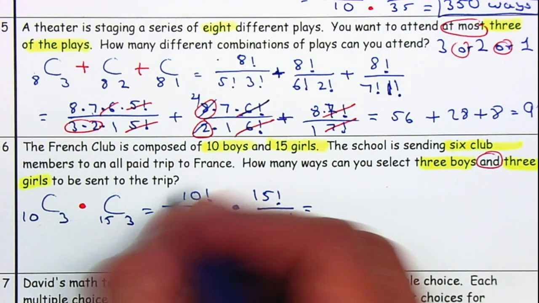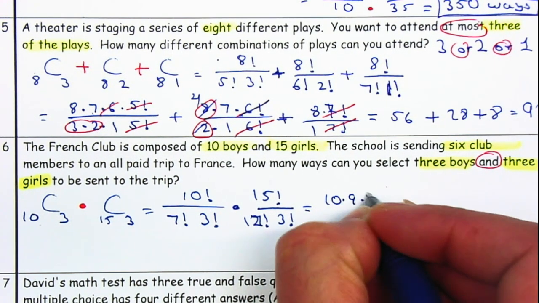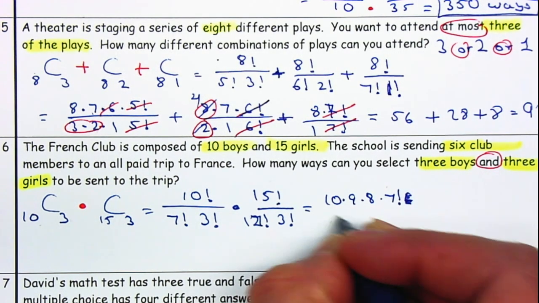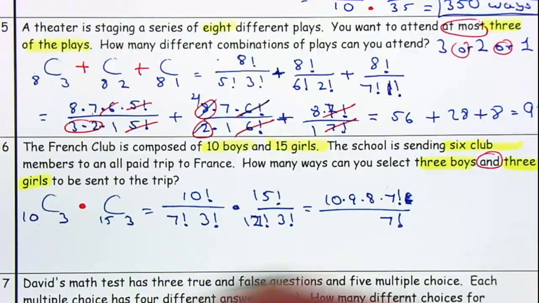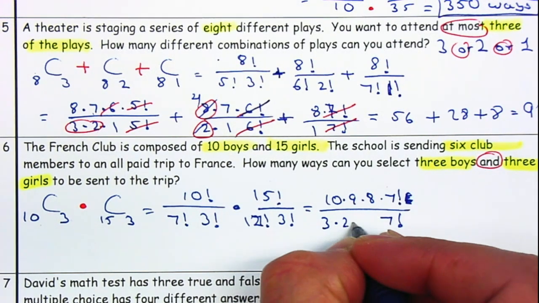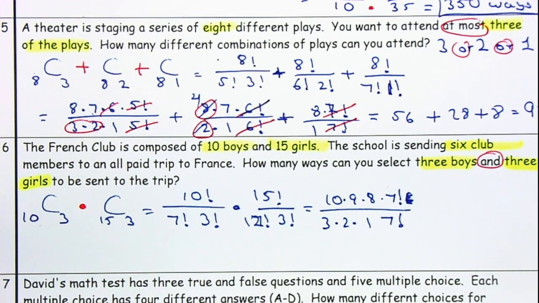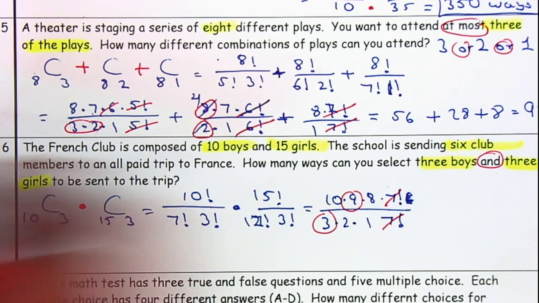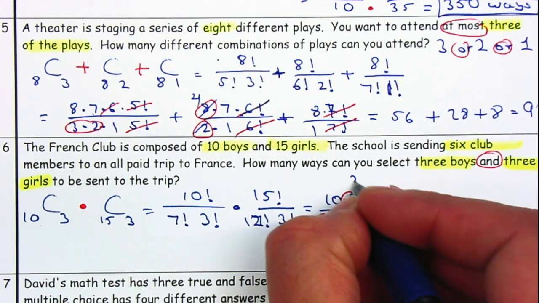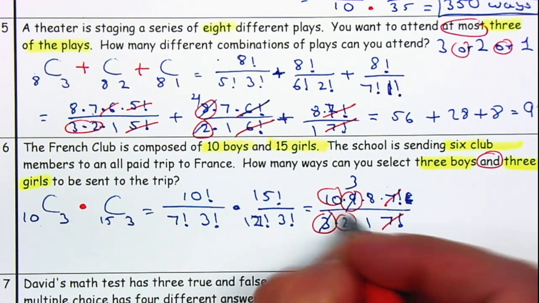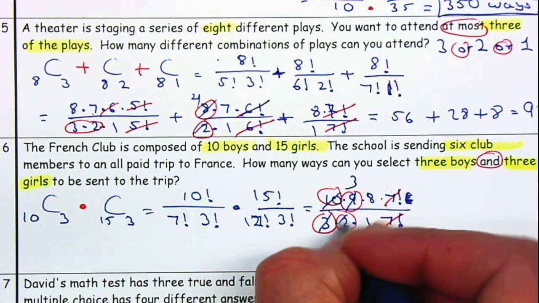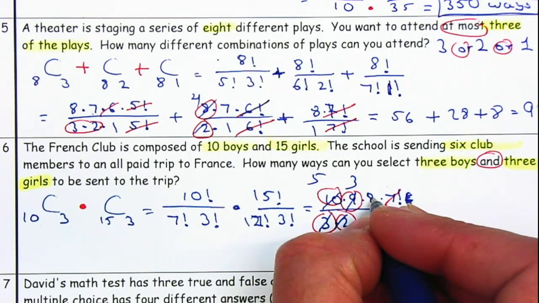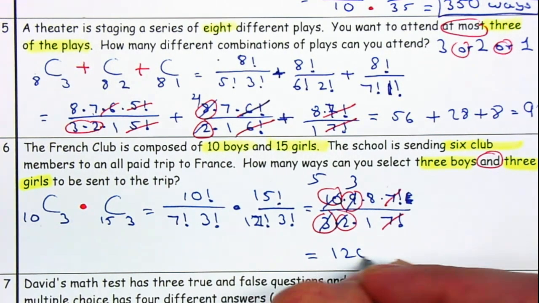So let's go and expand the first one. It'll be 10 times 9 times 8 times 7 times 7 factorial. That will cancel with the 7 factorial. 3 factorial will be 3 times 2 times 1. So we're going to simplify this. That will cancel the 3, and that will simplify to a 3. The 10 and the 2 will simplify to a 5. So in this case, I have 5 times 3 times 8, and that will be 120.